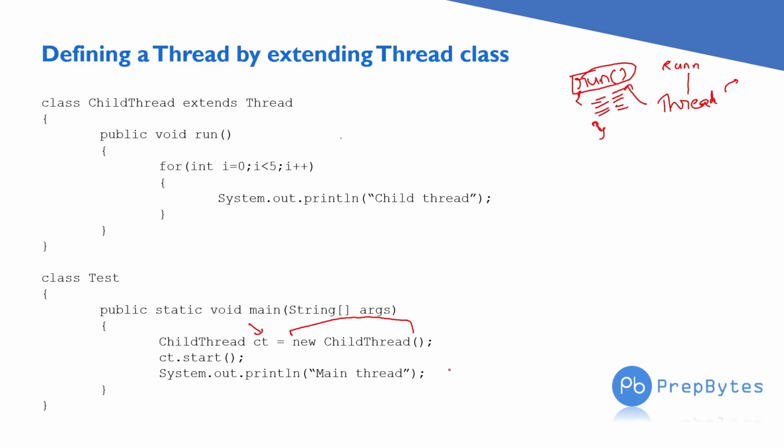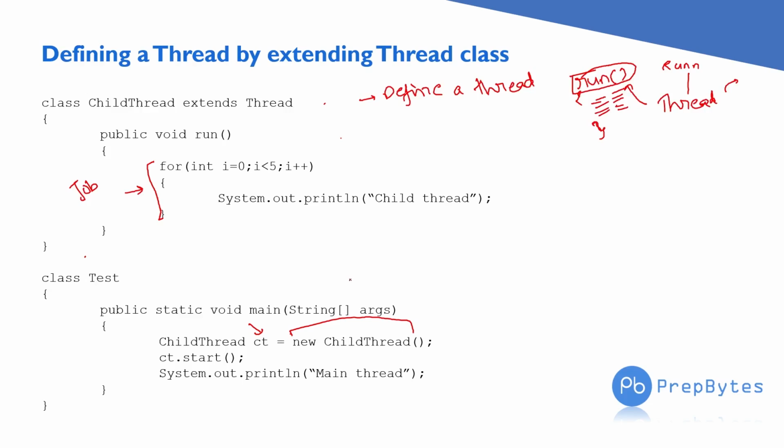Now let me explain step by step the meaning of each line in this code. From this line to this line, it is known as defining a thread. This is how we define a thread. Next, this is known as the job of a thread. So this is the job of my child thread.